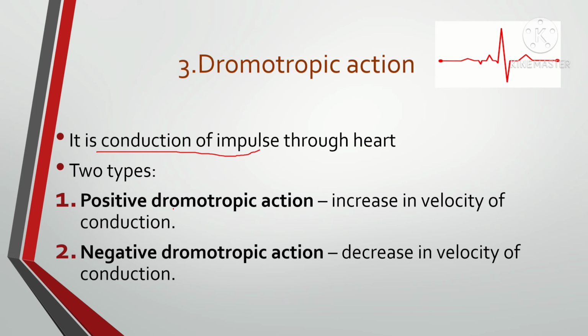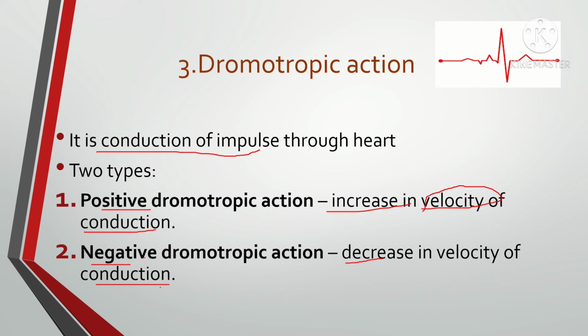Dromotropic is the conduction of impulse throughout. How the conduction is taking place. There are also two types, positive and negative. Positive is always increase. Increase in what? Increase in the velocity of conduction. Here the conduction will take place at a faster rate. The velocity will increase. Negative means the decrease. There the velocity of conduction will decrease, and the conduction of the heart will decrease.